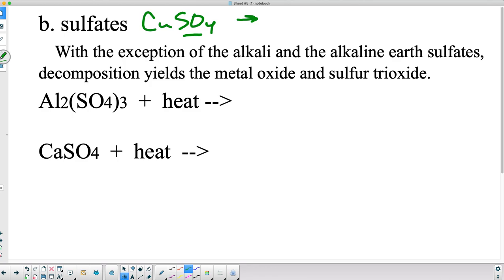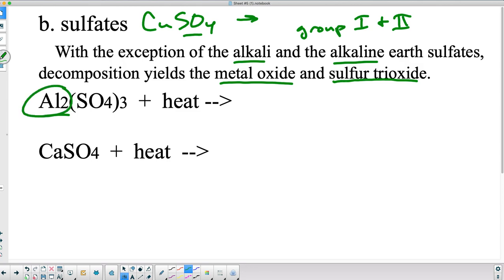With the exception of alkali and alkaline earth, that means group 1 and group 2 sulfates, decomposition yields the metal oxide. Here we go, metal oxide and sulfur trioxide. That's prefix. Excellent. So here I have aluminum sulfate, Al2(SO4)3, plus heat yields the metal oxide. The metal is always the first one. That's aluminum. The 2 drops out.